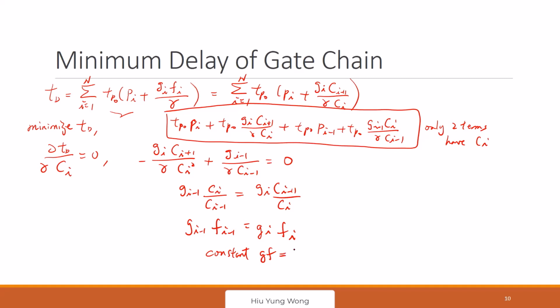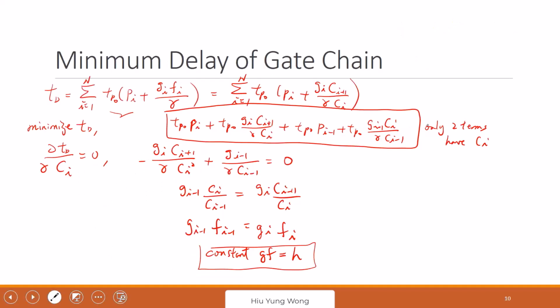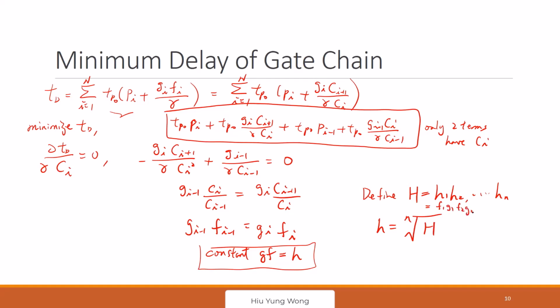But we already say that GF is just H, right? It means we want to have the same gate effort here, H. Just a terminology, but more importantly, it's just saying that we want to have the same GF in each stage. And because of this, we define capital H equals H1, H2, all the way to Hn. So we want H equal to the nth root of capital H. And of course, this also equals F1, G1, F2, G2, all the way to Fn, Gn. Okay?